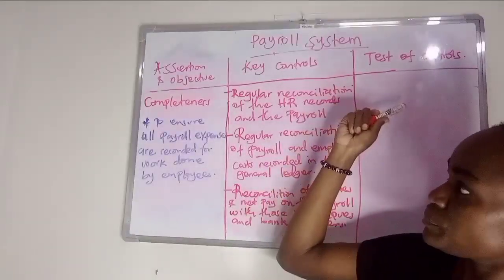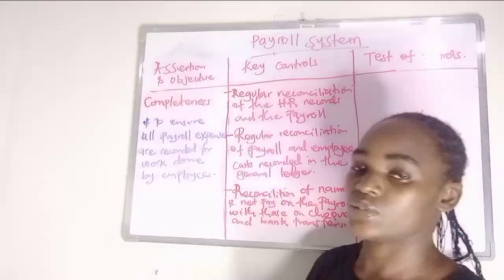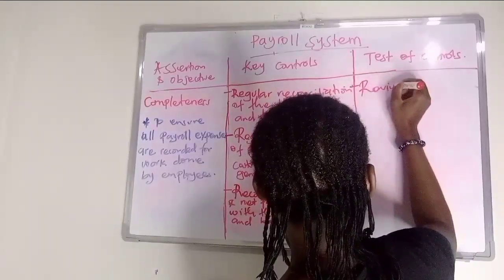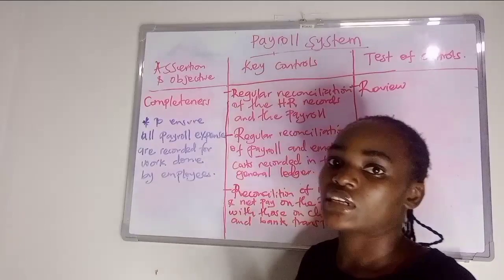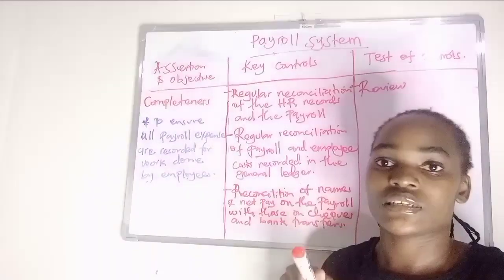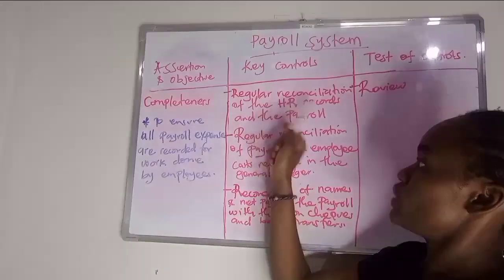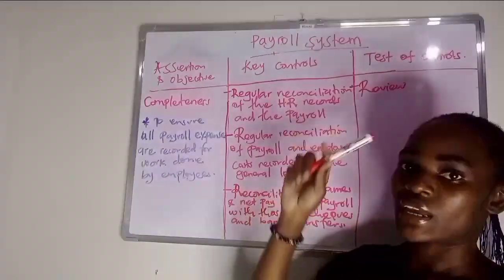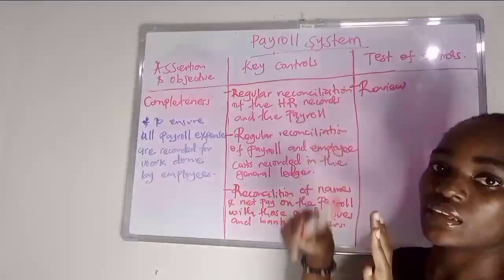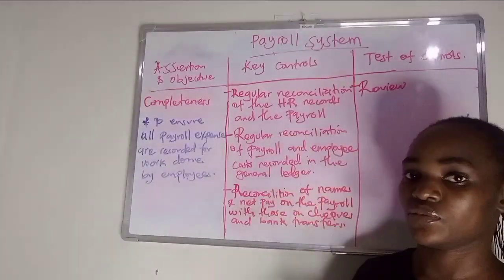So how can the auditor test this kind of control? The auditor is supposed to review whether there is regular reconciliation between the HR records and the payroll, and then select a sample of the records and carry out reconciliation. That's how the auditor can test this kind of control.